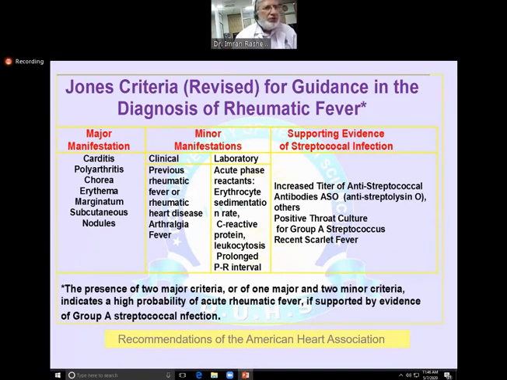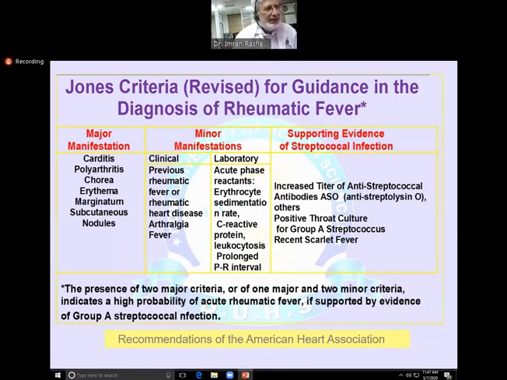Now, the Jones criteria for guidance in the diagnosis of rheumatic fever. As you can see in this chart, there are major manifestations, as we had just discussed earlier: carditis, polyarthritis, chorea, erythema marginatum, and subcutaneous nodules. These are the 5 major manifestations. And then you have the minor manifestations. They can be further subdivided into clinical as well as laboratory.